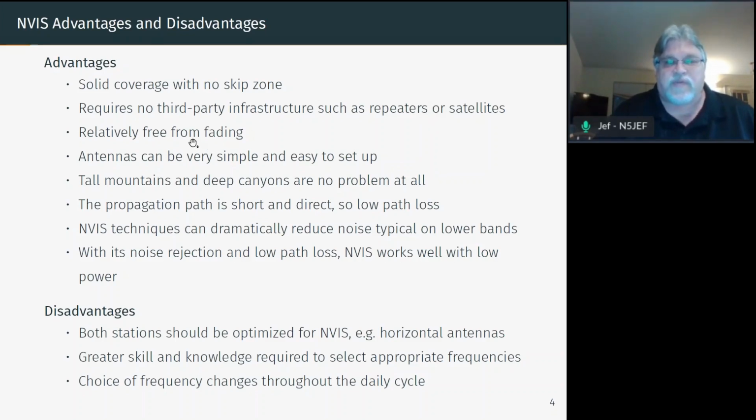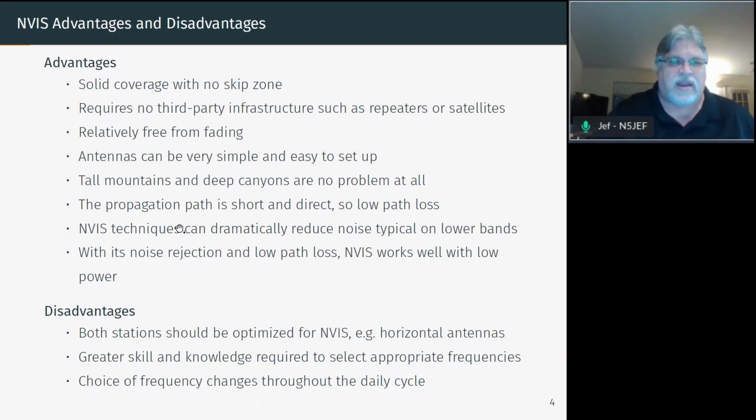It's relatively free from fading because of the short path. The antennas can be very simple, easy to set up. Like I said, tall mountains and deep canyons are no problem at all. Direct and short path for low path loss. And NVIS techniques can dramatically reduce the noise that you typically hear on the lower bands.